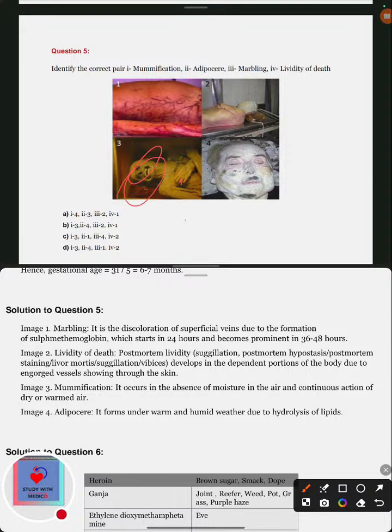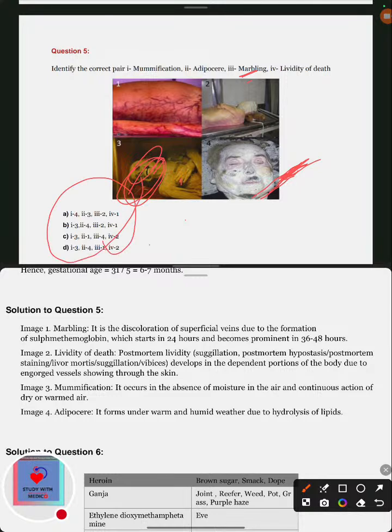This one is looking like a mummification, mummy. So 3 is 3. Yeah, the third one is 3. What's wrong here? 3 is 3. Adipocere. This is adipocere. Something is wrong with the options here.